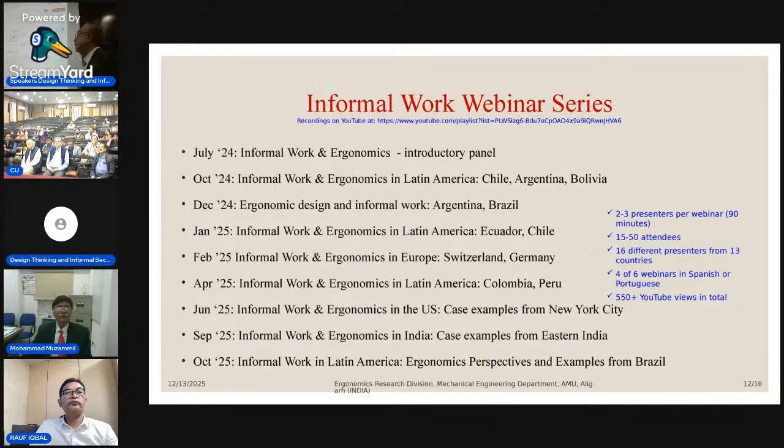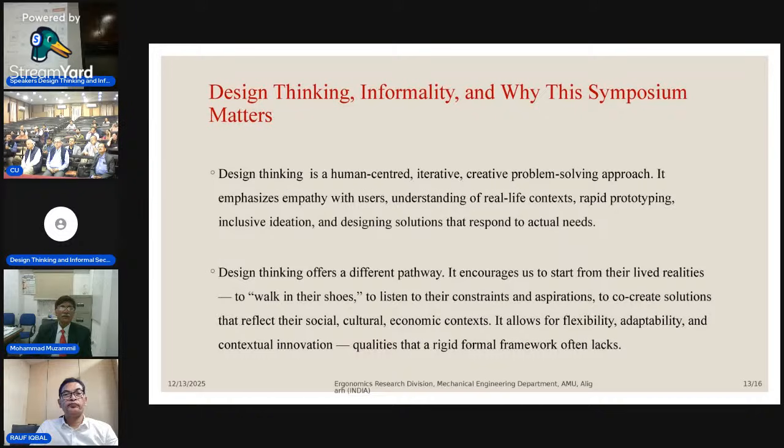Similarly, informal work webinars have been carried out. Generally, we are going to have webinars every month. So this symposium is of great significance. With this background of the scale, structural patterns, and vulnerabilities, design thinking is of great matter for the informal sector. That is why we are bringing these together in this theme.